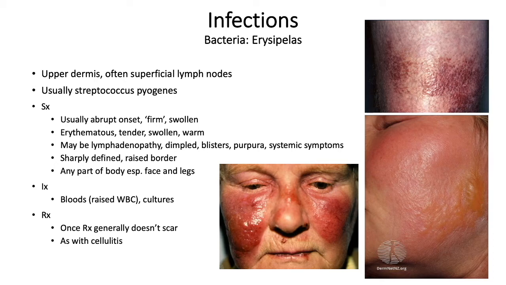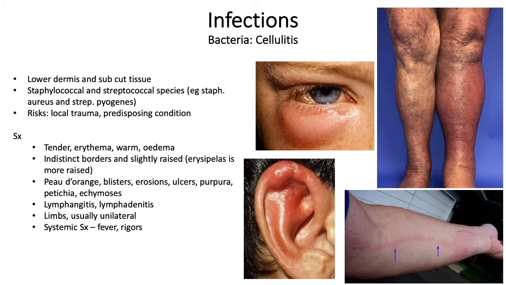It's painful, and as well as these local symptoms, it can have systemic symptoms if it started to spread. Investigations include bloods and cultures, and treatment is similar to cellulitis, which I'm going to talk about on the next slide. So if we go deeper still through the tissue, we get to the lower dermis and subcutaneous tissue, and this is the location of cellulitis.